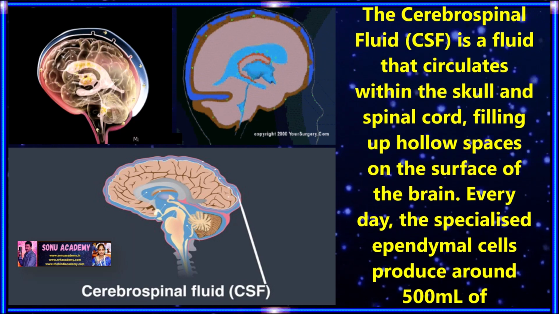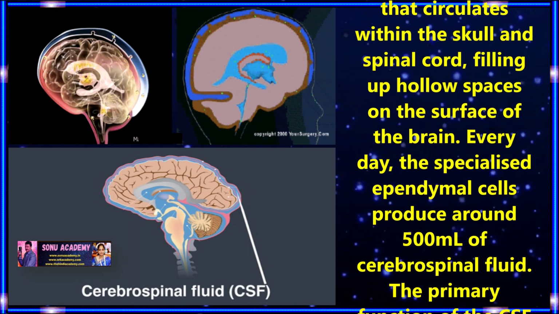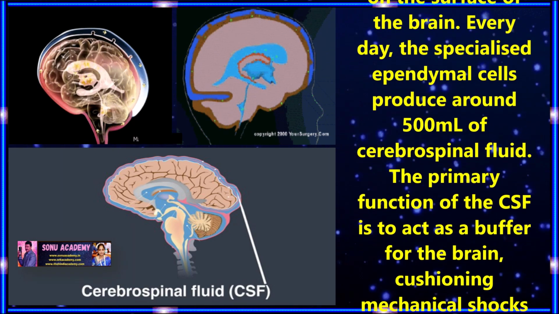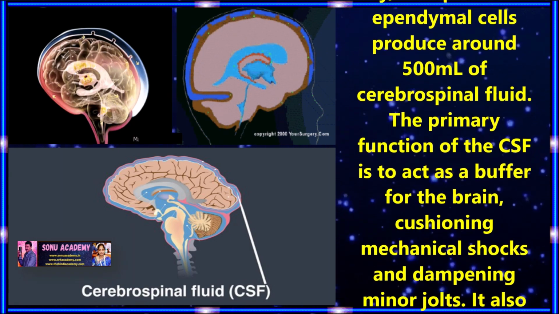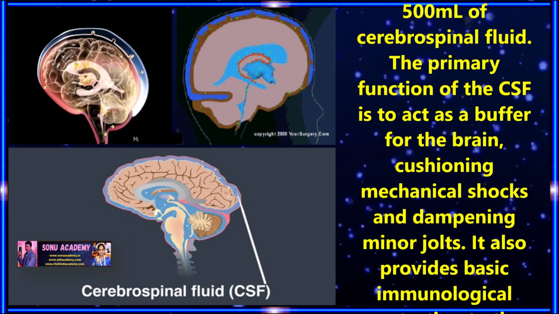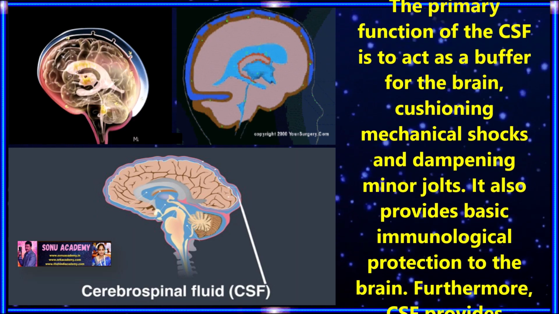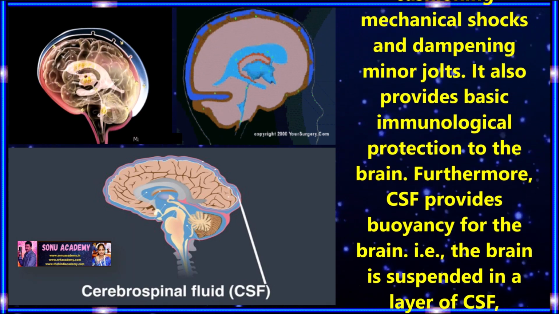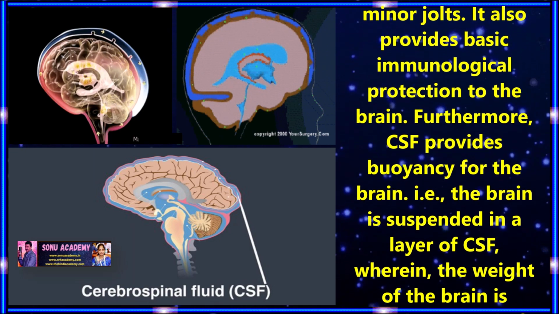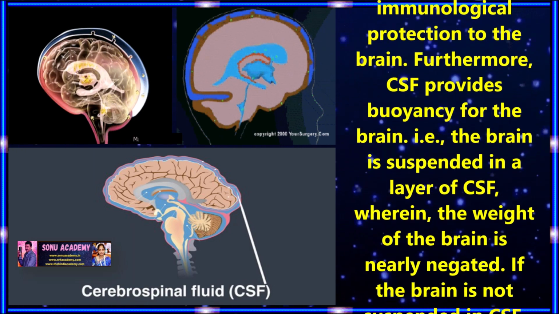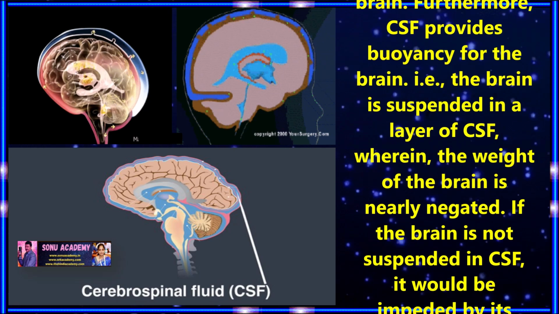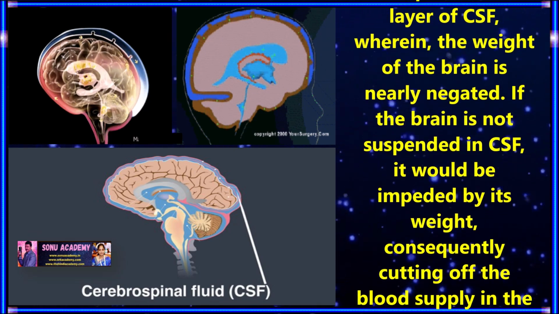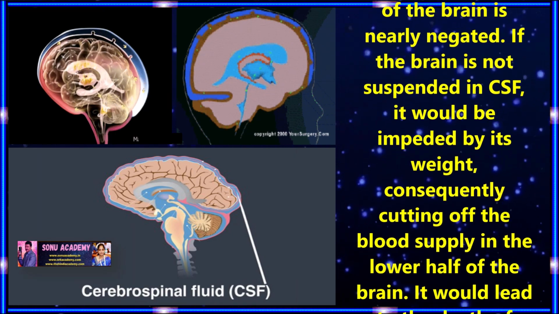Every day, the specialized ependymal cells produce around 500 ml of cerebrospinal fluid. The primary function of cerebrospinal fluid is to act as a buffer for the brain, cushioning mechanical shocks and damping minor jolts. It also provides basic immunological protection to the brain. Furthermore, CSF provides buoyancy, that is, the brain is suspended in a layer of CSF wherein the weight of the brain is nearly negated.